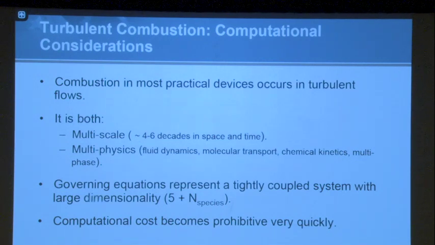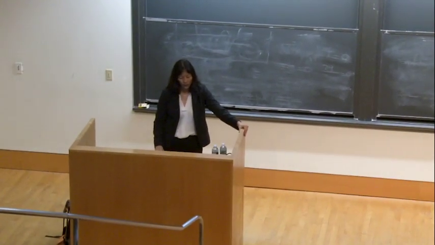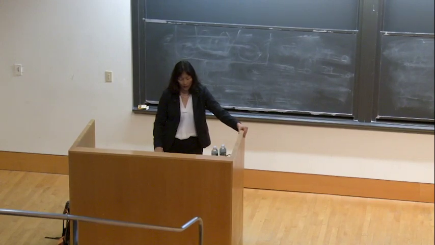But if we want to do a DNS, we have to resolve all of the range of scales from the largest to the smallest, and we have to do that in 3 dimensions. It quickly gets into tens of billions of degrees of freedom that you have to transport, and you need to carry that out typically for several milliseconds at least in order to see phenomena like combustion or autoignition delays and things like that, and to get converged statistics.